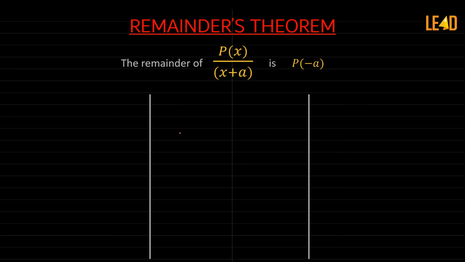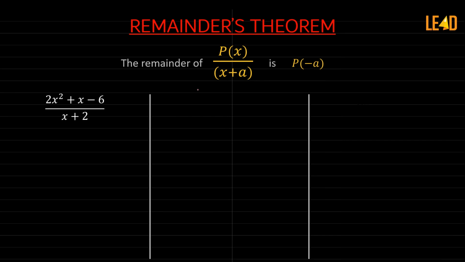I'll say that again. You have p of x dividing a binomial in the form x plus a, right? So the remainder you're going to get after division, just take the negation of that value for a and plug it into p of x. We'll do a couple of examples. It's quite simple. I don't think you can miss it.